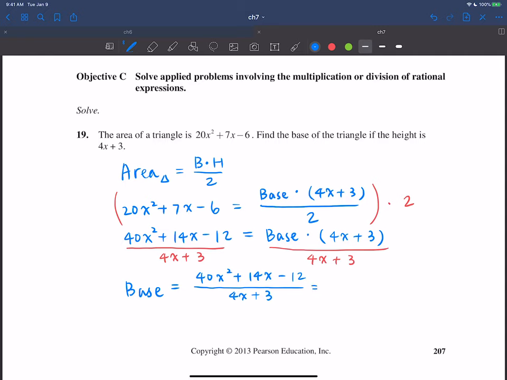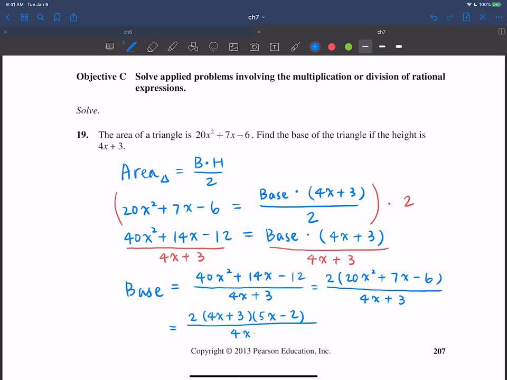First thing to do is factor the top. They do have a common factor of 2. And what's left is 20x squared plus 7x minus 6 over 4x plus 3. And we're going to factor the quadratic part. If you factor the quadratic part, we will obtain 4x plus 3 and 5x minus 2. Denominator still 4x plus 3. So if you have trouble factoring the quadratic part, you could look at the denominator. Chances are one of the factors on the top is the same as the denominator, 4x plus 3.